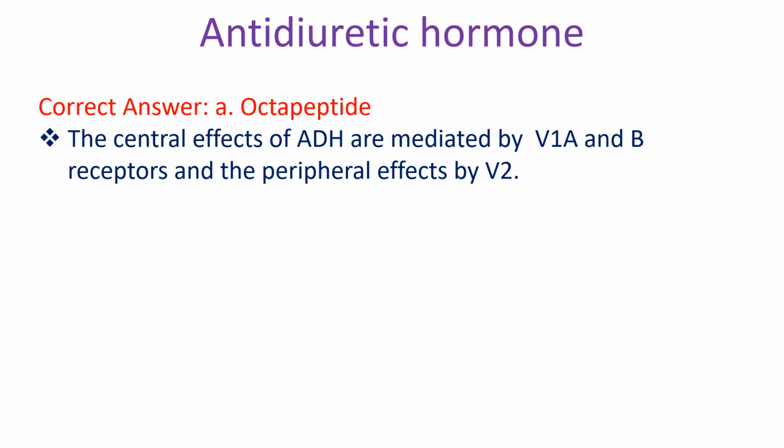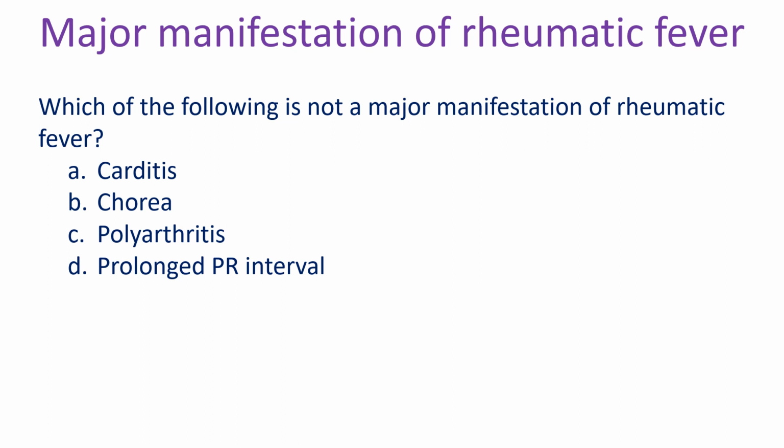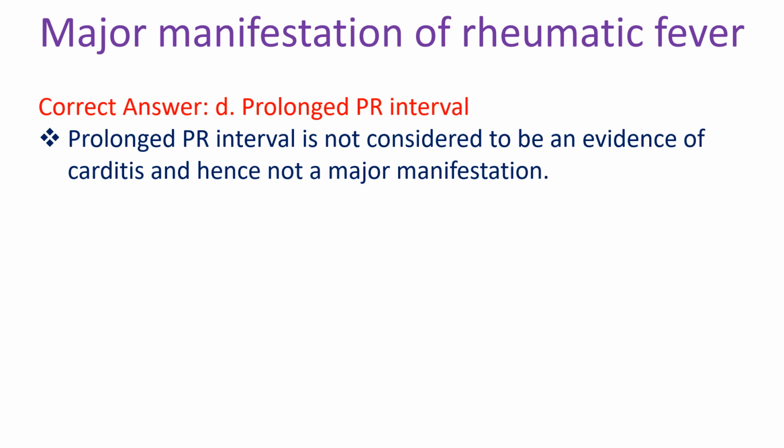Correct answer A. Octapeptide. The central effects of ADH are mediated by V1A and B receptors and the peripheral effects by V2. Which of the following is not a major manifestation of rheumatic fever? A. Carditis, B. Chorea, C. Polyarthritis, D. Prolonged PR interval. Correct answer D. Prolonged PR interval. Prolonged PR interval is not considered to be an evidence of carditis and hence not a major manifestation.